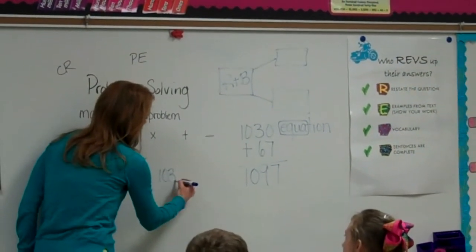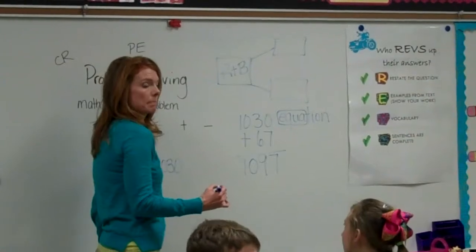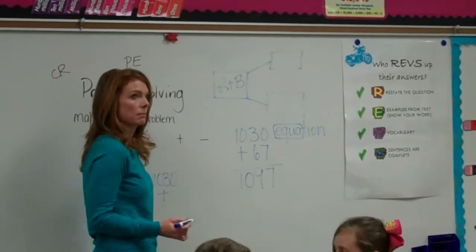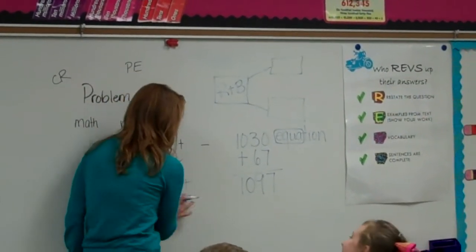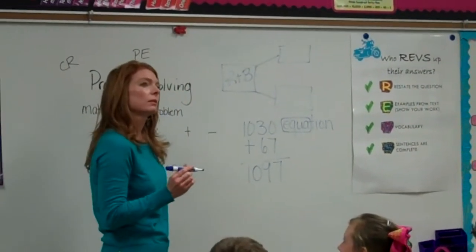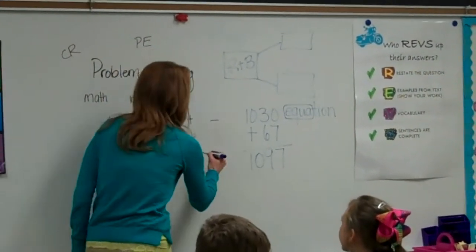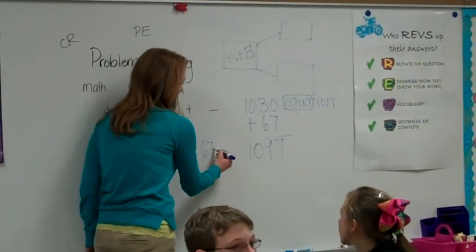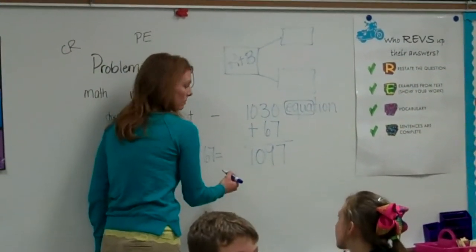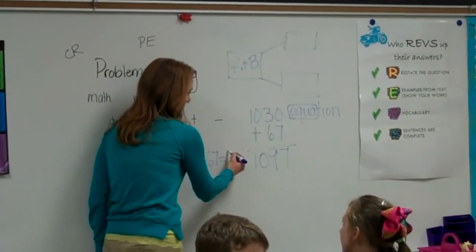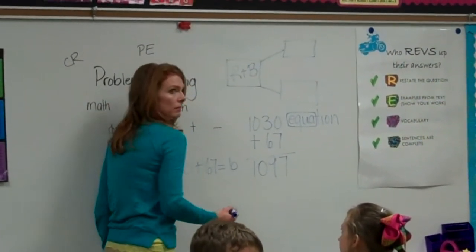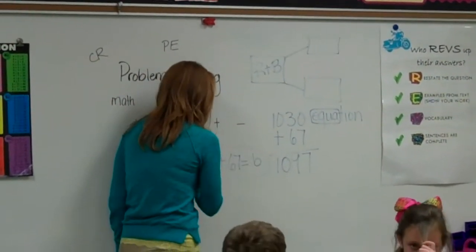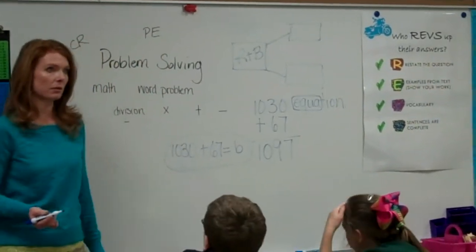1,030. Okay, 1,030. And then you draw a plus sign on the side of it. Okay. And then you write 67 on the side of the plus sign. And you put an equal sign. And then put B or whatever. Okay, B. That's it? Okay, so if they had to put that on the paper, you would have given them credit for that?